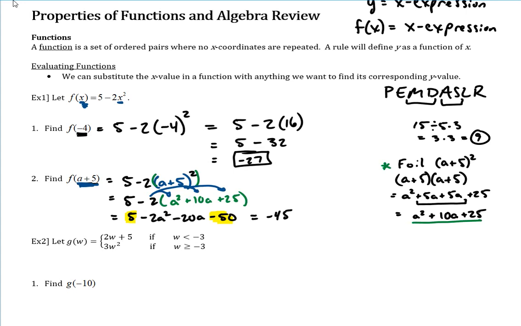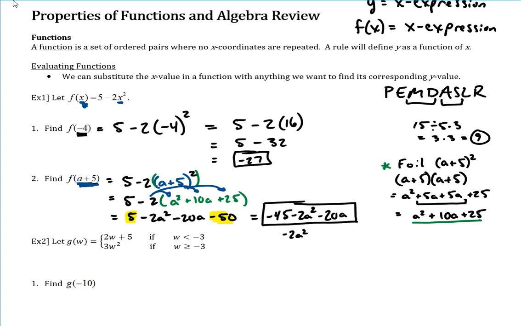So I'm going to put it at the beginning, so negative 45. And then these two terms are not like terms. They're just going to stick around though. So minus 2a squared is next, minus 20a is last. And you could rearrange the order if you prefer.